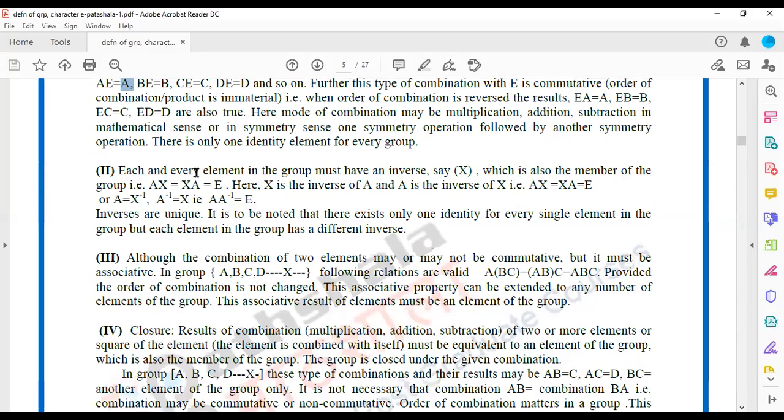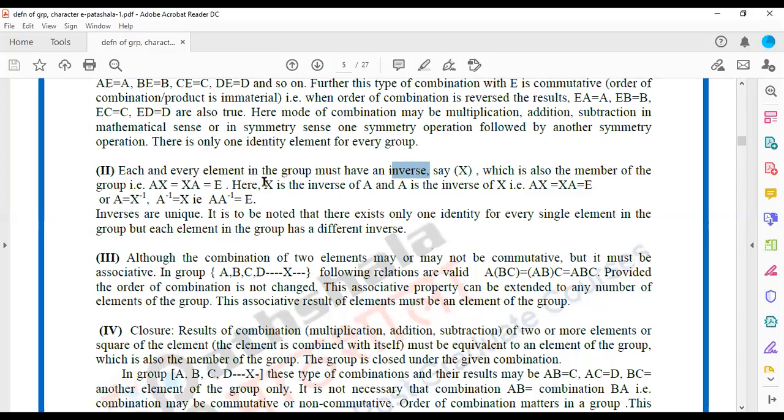Second one is the inverse rule. In this, if there are two elements A and X, and A is inverse to X, then what should happen is that if I multiply A into X, or combine A and X, that should be equal to X into A, and both should result in an identity.